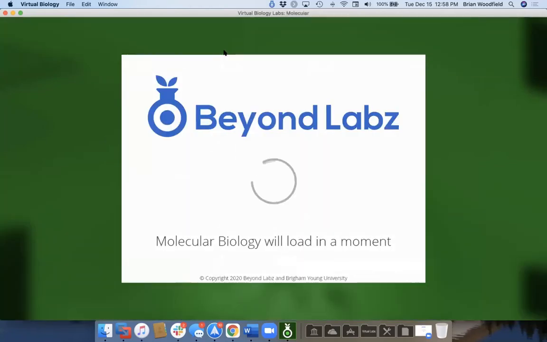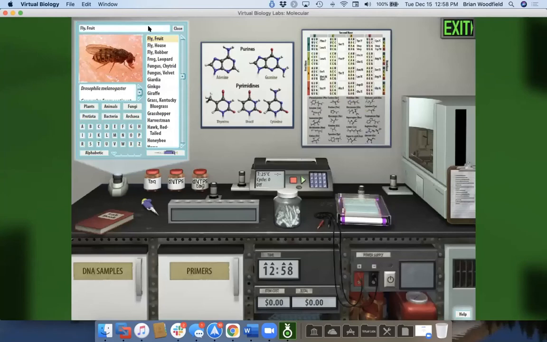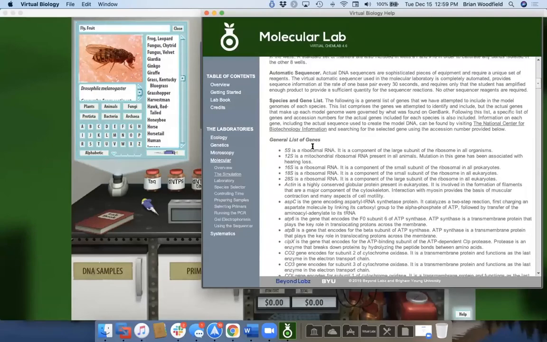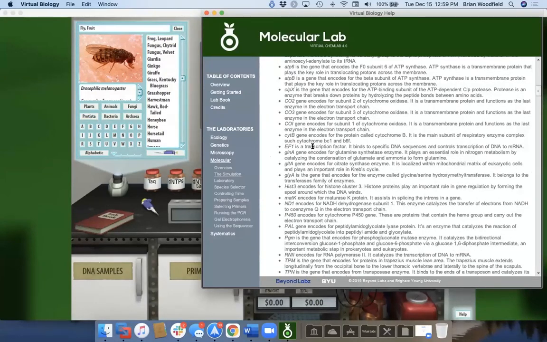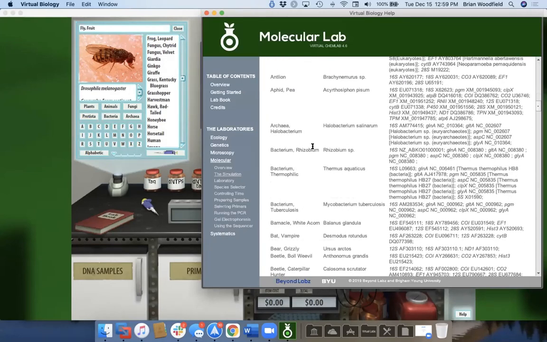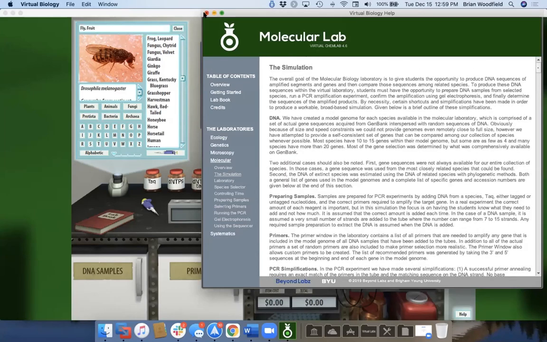In the interest of time, this is our molecular lab. For each of our 175 species, we went to GenBank and extracted a set of genes that were common amongst most, if not all, of the species. So if you come over here to help, for example, nobody ever looks at this, but if you come over here and look at the simulation, when you scroll down we give a list of all the genes that we extracted, and then we show which genes have been included for each species. So it's kind of get to know what's possible. These are mini genomes, but these are real gene sequences.